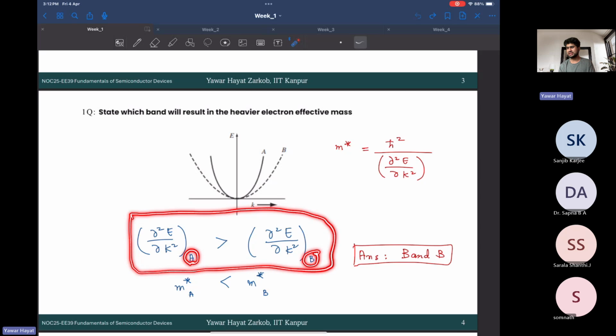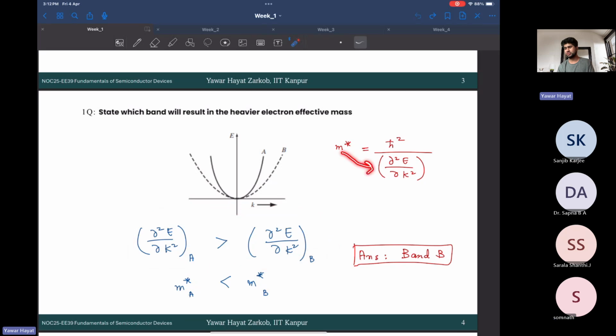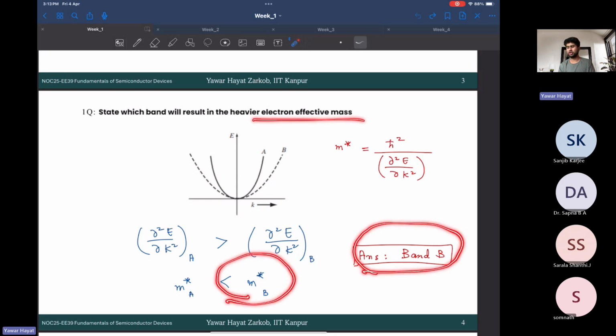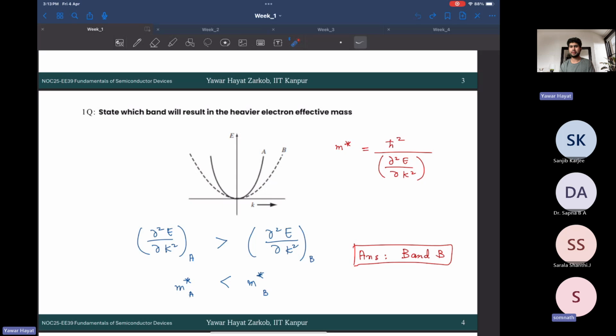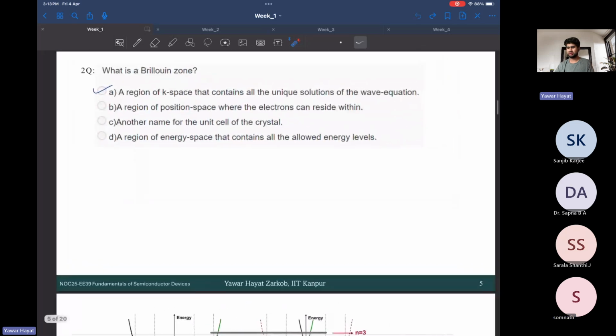So I can write that curvature for A is greater than curvature for B, right? If that is the case, I know my effective mass is inversely proportional to curvature. So I can conclude that effective mass of A is less than effective mass for B, right? So I can conclude that band B has heavier electron effective mass. Is this clear? Yes, sir.